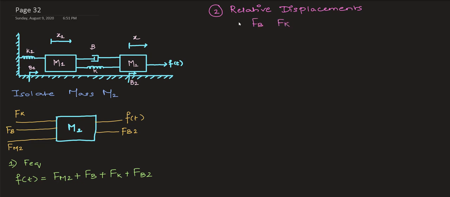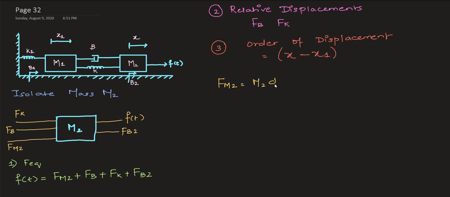So your right hand side is not going to be equal to 0, just like in the previous case for mass m1, since there is a force f of t which is going to be equal to all the forces which are acting on m2. So the relative displacements for your fb and fk are known, and the displacement order is given by x minus x1, since x is your displacement of mass m2 in question.